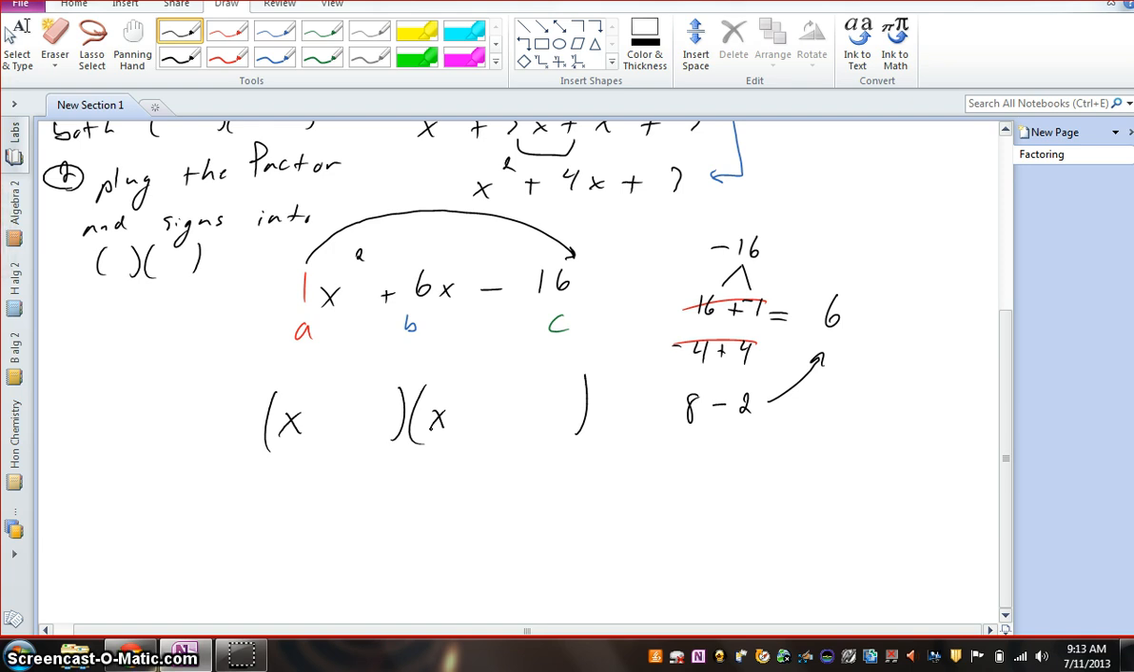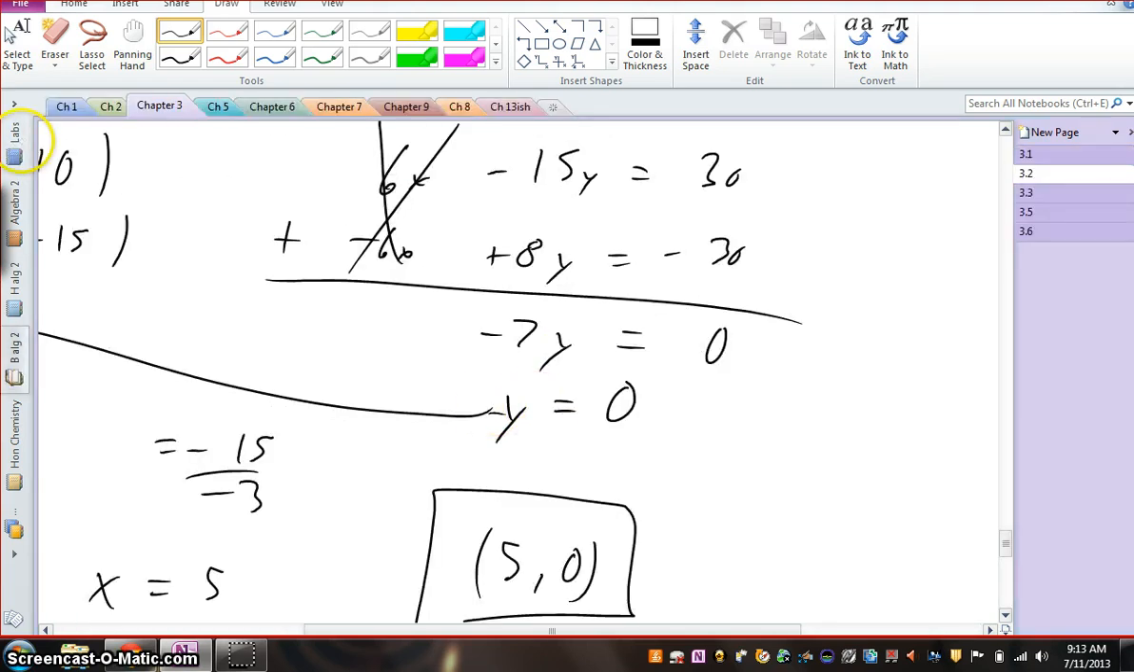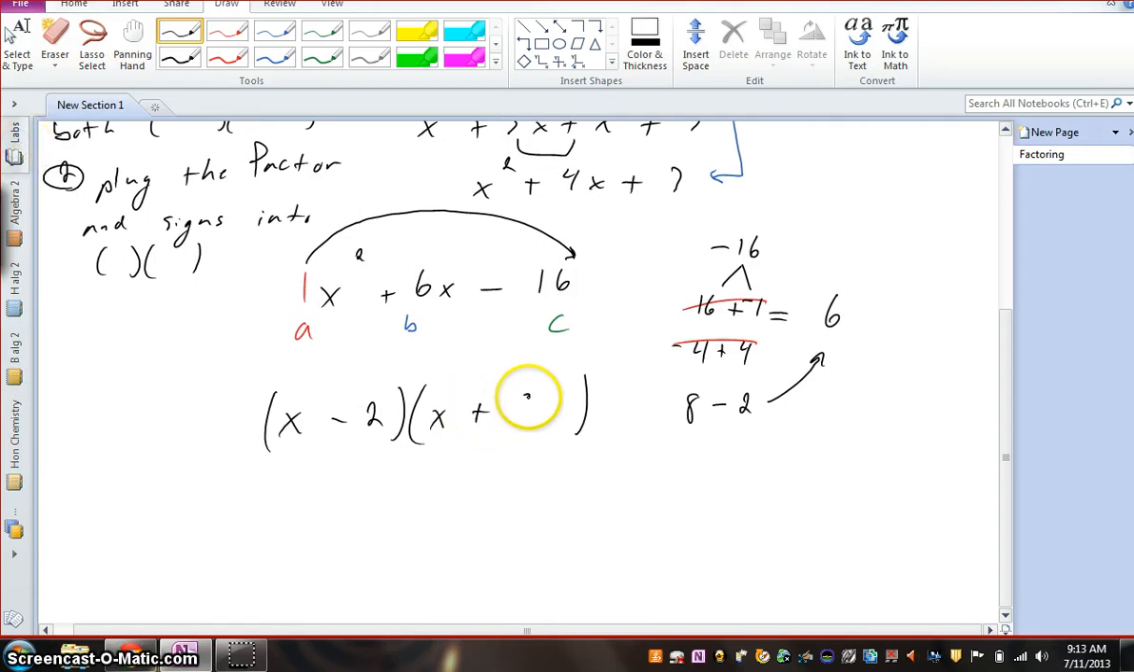And the next step, throw in your numbers and their sign. Now I didn't mention this in the first one, so I do want to point this out. It does not matter what order you put these in. Okay? There we go. X plus 8, okay? You can write it that way, or you could have written it this way, x minus 2. So you could have written it either way here. Doesn't really matter. X minus 2, x plus 8, or x plus 8 times x minus 2. When you FOIL these, you get the same answer, okay?